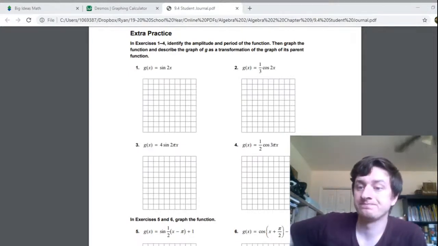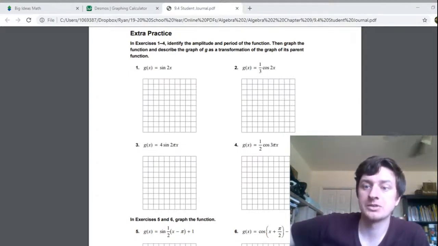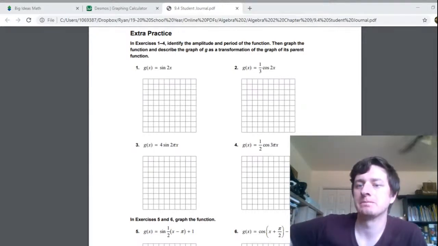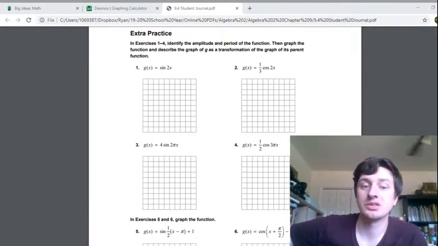That's it for today. I think trig functions are really awesome because they're so related to music and sound.